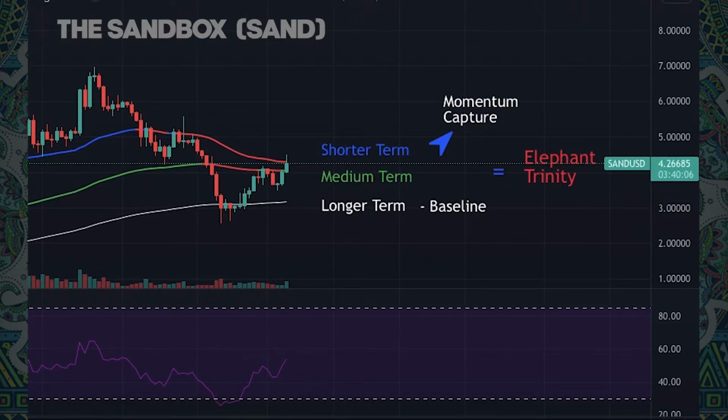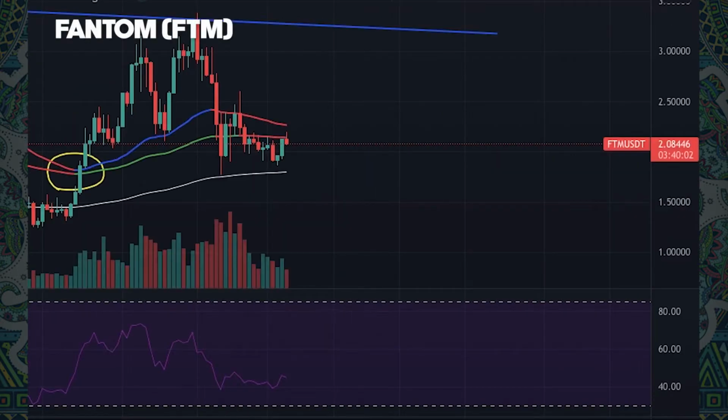I want to take also a quick look at a coin we covered a couple days ago, and that's Phantom. And again, this is another one of the few coins in the correct order. So we are seeing our longer term, our baseline here hold, and then the middle and the shorter term on top. And we did circle here.